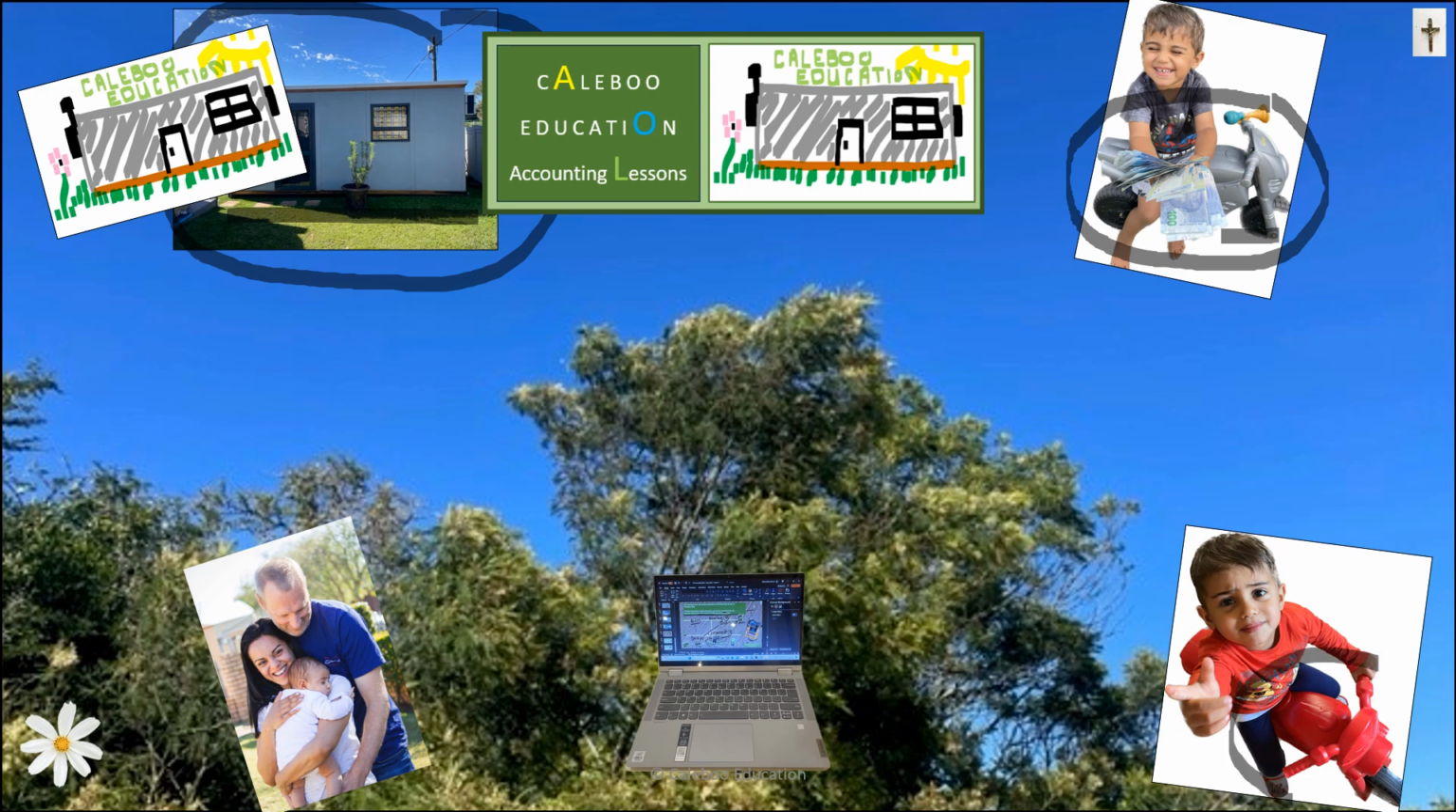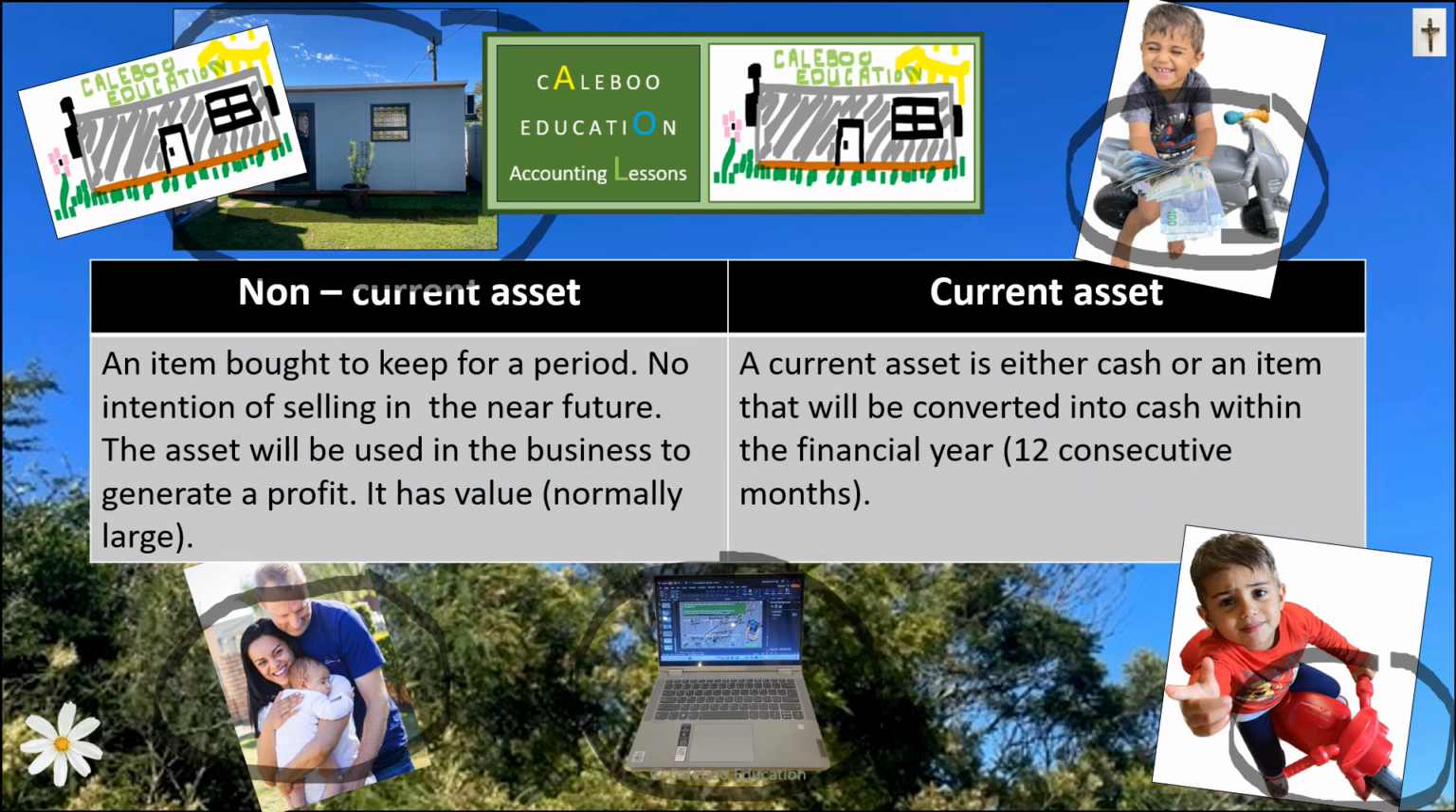There Caleb has another scooter, and here is a laptop, and this is my family. So I've shown you examples here of non-current assets. Now, a non-current asset is a fixed asset or a long-term asset.